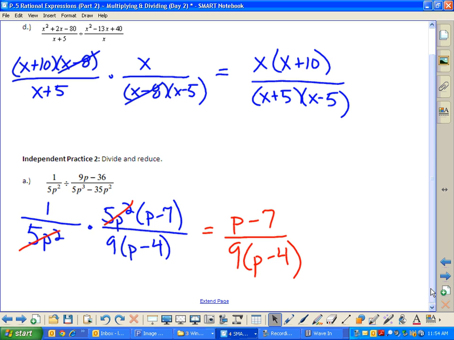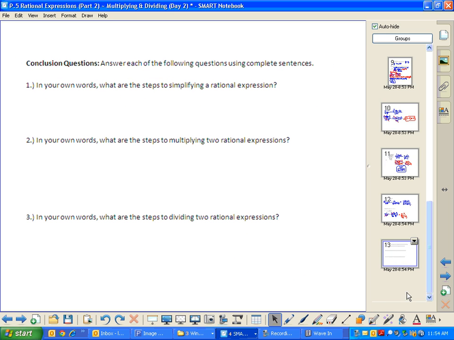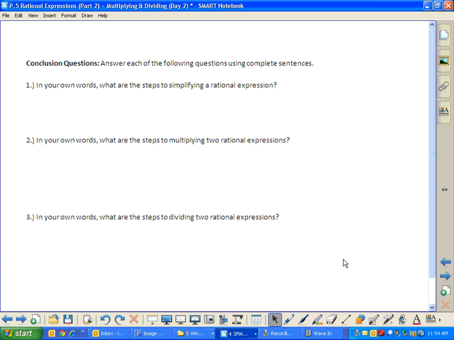And your conclusion questions, of course, at the bottom. So those conclusion questions there. It says, in your own words, what are the steps to simplifying a rational expression? I say, Mrs. Lucas, why do you put these questions at the end sometimes?